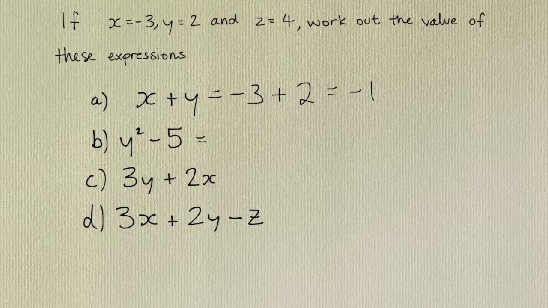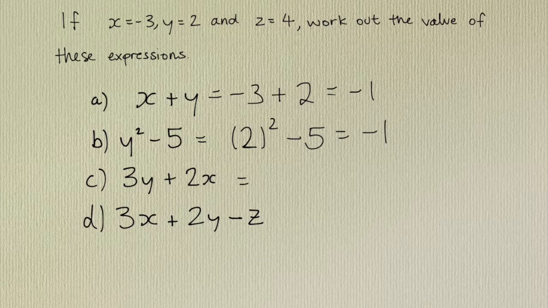The second expression is y squared minus 5. So I'll put my brackets in where the y is, and I need to put my y value into there. y equals 2, so it's going to be 2 in the brackets minus 5. 2 squared is 4, 4 take 5. Again, that's going to be minus 1.